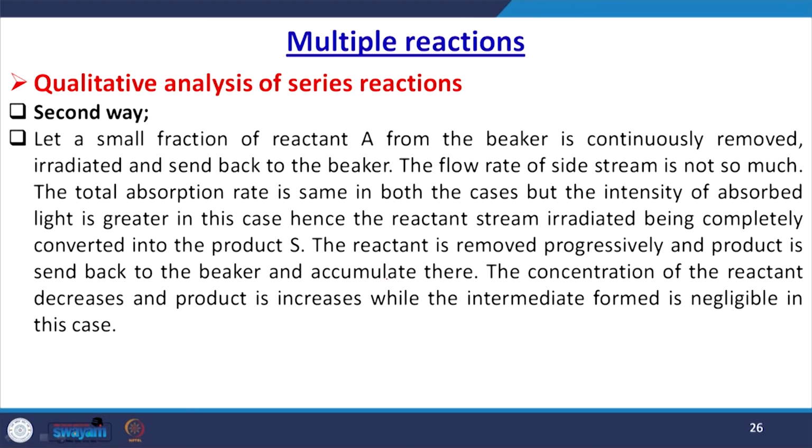Now let us talk about the second way. In the second way, let us take a small fraction of reactant A in a beaker, which is continuously removed, irradiated and sent back to the beaker. The flow rate of the side stream is not so much, so the total absorption rate is usually the same in both cases, but the intensity of absorbed light is usually greater in that case. Therefore, the reactant stream irradiated is completely converted into the product S.